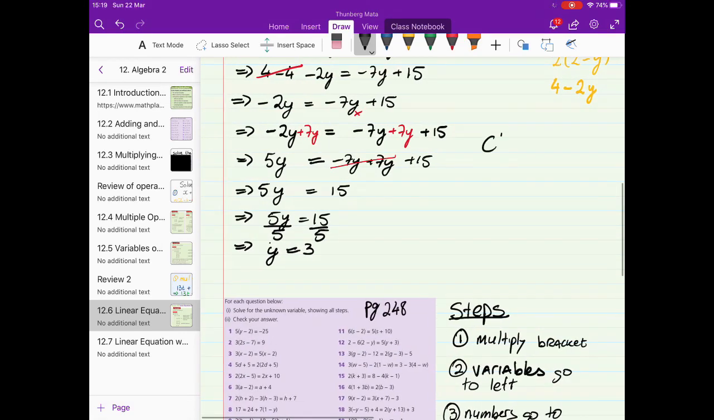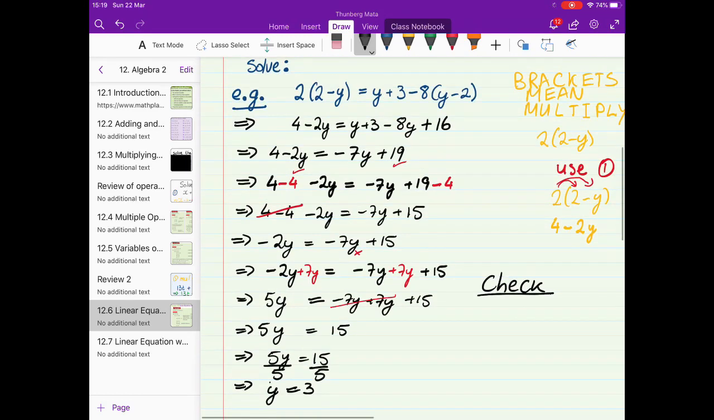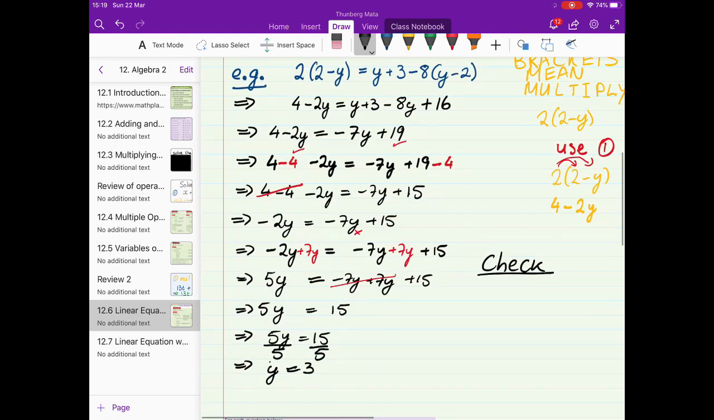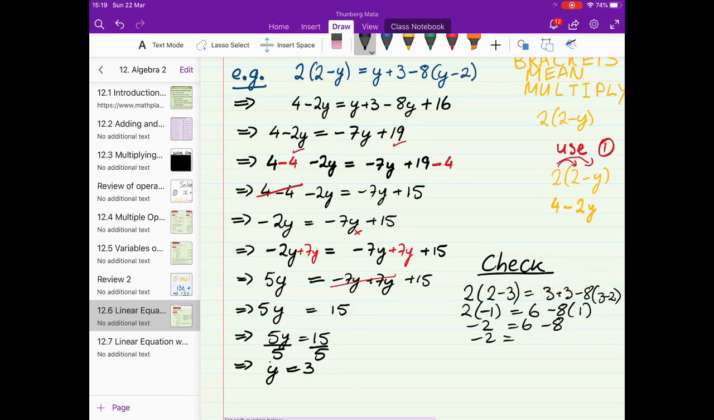Now, I can very easily check my answer by substituting 3 in for y in the original equation. So I have 2 on 2 minus 3 is equal to 3 plus 3 minus 8 on 3 minus 2. So 2 times 2 minus 3 is minus 1 is equal to 3 plus 3 is 6 minus 8 times 3 minus 2 is 1. 2 times minus 1 is negative 2 is equal to 6. Minus 8 times 1 is minus 8.